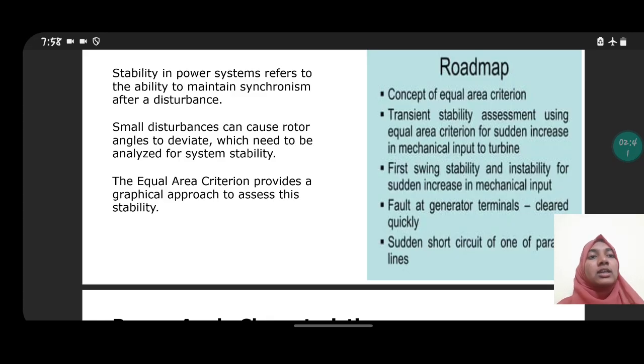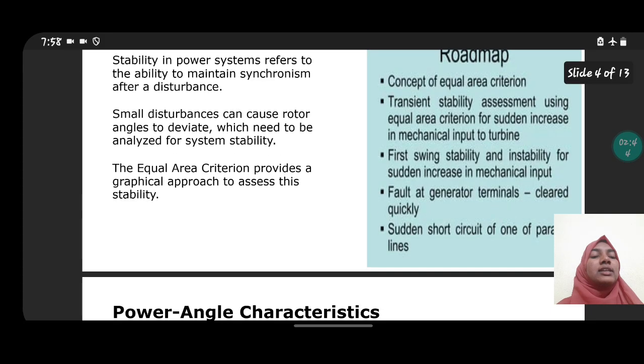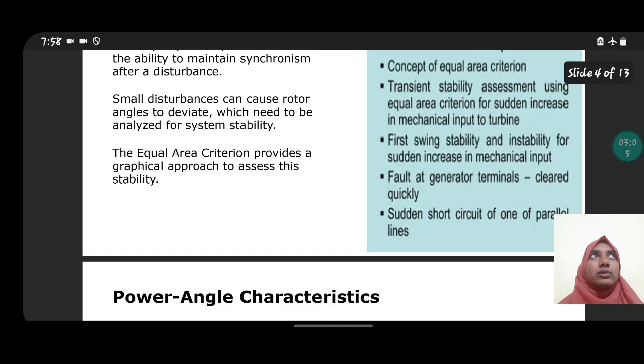Concept of equal area criterion: transient stability assessment using equal area criterion for sudden increase in mechanical input of a motor or turbine. For example, we take a turbine which has a sudden increase of speed. First swing stability and instability for sudden increase in mechanical input.